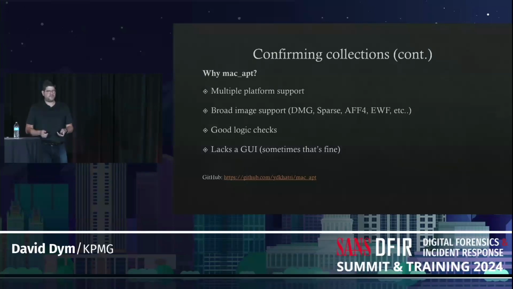So let's say you're in the field, you're in a pinch, and you need to just confirm your image can be read. You can run MacApt against it and see if it errors out. If it errors out, you might have a problem that you need to research. You might have to get a new image, or you can just go to another tool and double check. But a lot of times we're in a time crunch just to make sure we have a good collection.